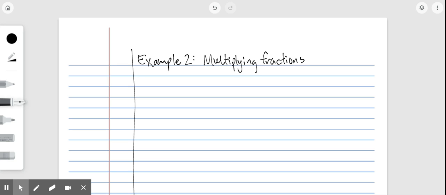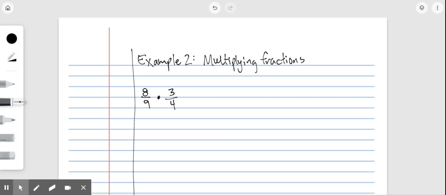All right, here's our second example of multiplying fractions. Now this is where it gets just a little bit harder. We're going to talk a little bit about estimating. So our example, let's find 8/9 of 3/4.